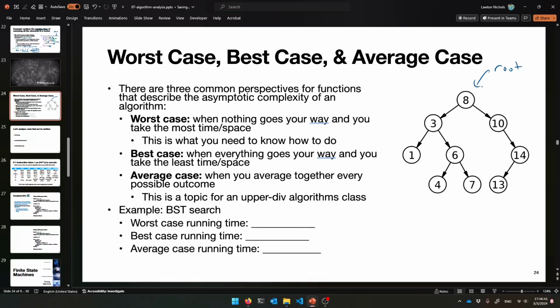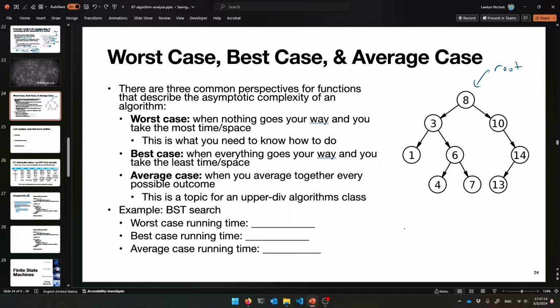Well, it's when you take the longest amount of time you could possibly take to search for your thing. Probably the best example is when something's not there. Let's say you search for 6.5 in this tree. You're going to go left, right, right, left, and then you're not going to find it. That's where 6.5 would have been. So that's kind of the worst case, the longest possible time it could take.